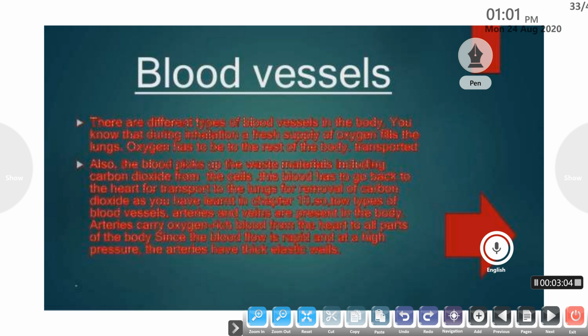So there are three types of blood vessels, that is arteries, capillaries and veins. Firstly, let's study about the arteries. Arteries carry the oxygen rich blood from the heart to all the parts of the body. All the arteries carry the pure or the oxygen rich blood except the pulmonary artery, which carries the deoxygenated blood or the impure blood. Since the blood flow is rapid and at a high pressure, the arteries have thick elastic walls.